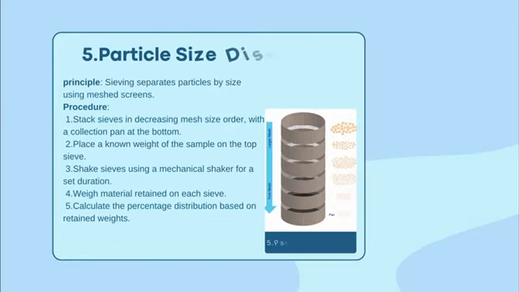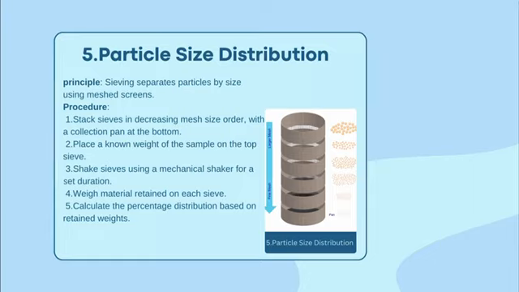5. Particle size distribution. Principle: sieving separates particles by size using meshed screens. Procedure. 1. Stack sieves in decreasing mesh size order with a collection pan at the bottom. 2. Place a known weight of the sample on the top sieve. 3. Shake sieves using a mechanical shaker for a set duration. 4. Weigh the material retained on each sieve. 5. Calculate the percentage distribution based on retained weights.